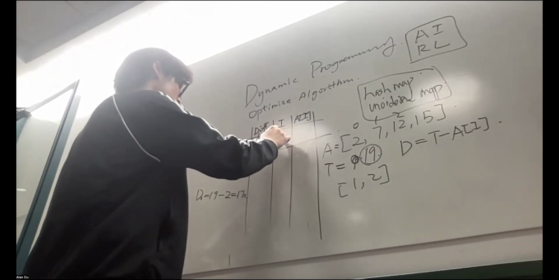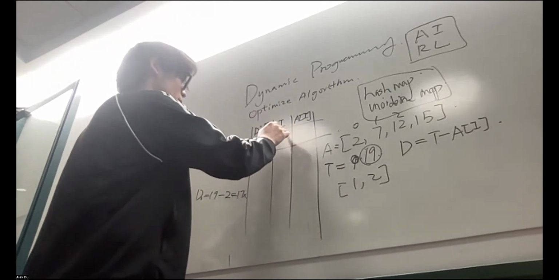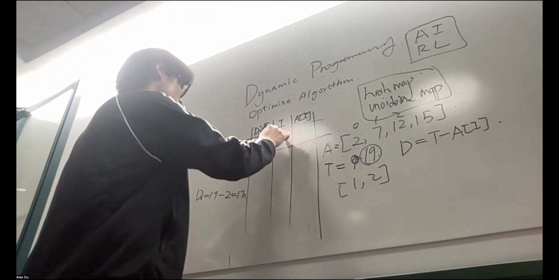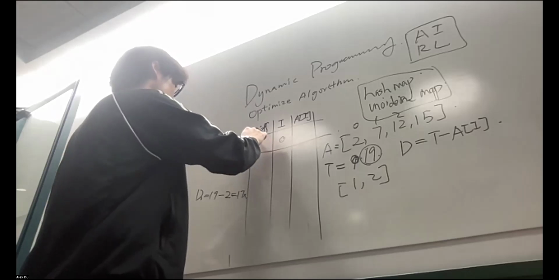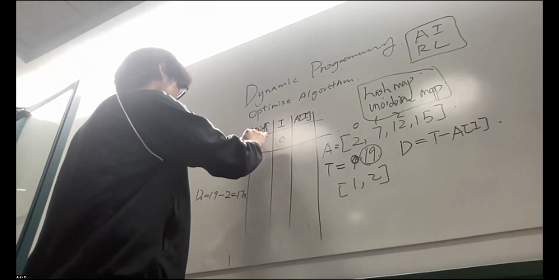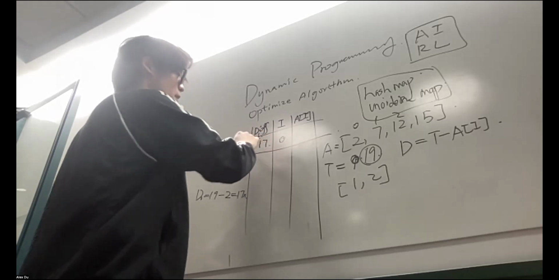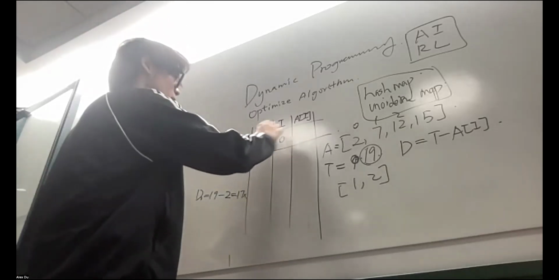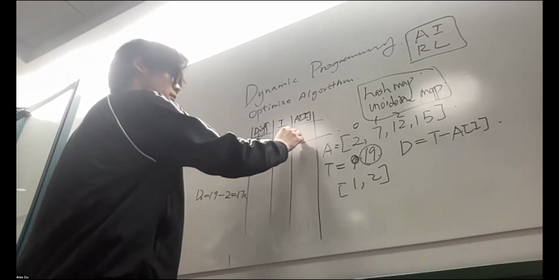So you have, because it is what? This is zero, and they also pass the number of diff here, which is 17, right? Okay. You pass the diff. And you also have the original one, which is 2, right?